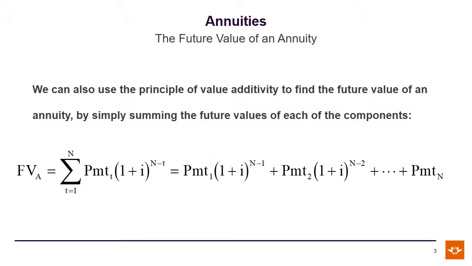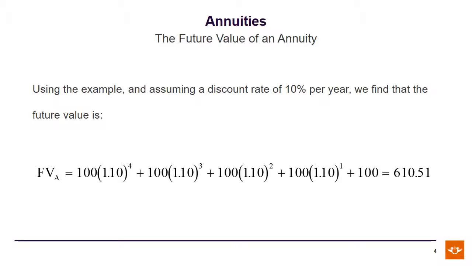We're going to look now at calculating the future value of an annuity, and we're going to apply the principle of value additivity to this. As you can see in this slide, we have a generalized formula for the future value of an annuity. Carrying on with our example from the previous lecture, where we had a 5-year annuity which paid 100 Rand at the end of each of the 5 years, here we are again using a discount rate of 10% per year. Using our generalized formula from the previous slide, our future value works out to 610 Rand and 51 cents.